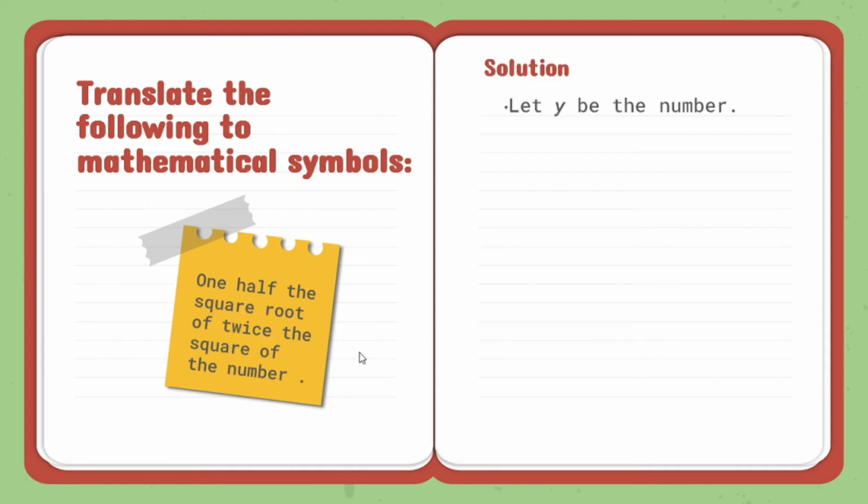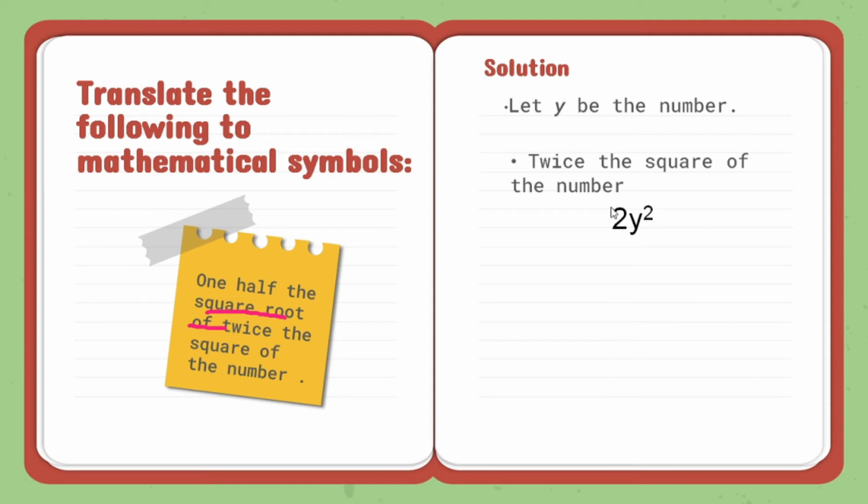So, first, let y be the number. We encountered a number again, so we use the variable y for that number that we don't know yet. Next, let's start with twice the square of the number. What do we mean when we say twice? It means 2 times, correct? So, twice the square of the number, where the number is the y that we used. Again, twice the square of the number. This is the square of the number, y squared, twice, multiplied by 2. So, 2y squared.